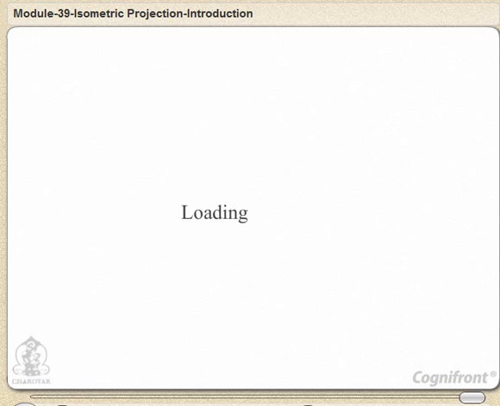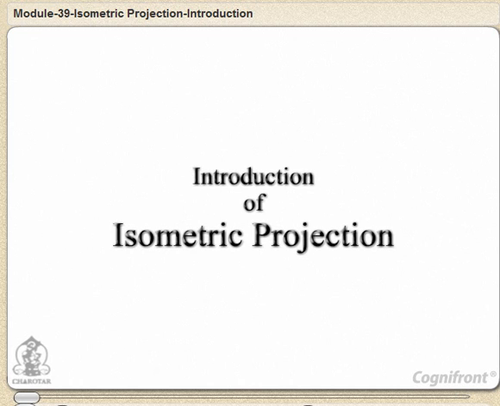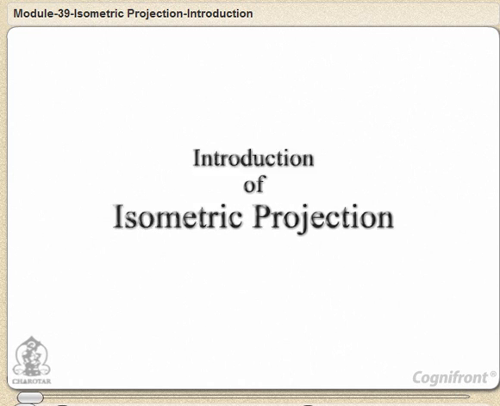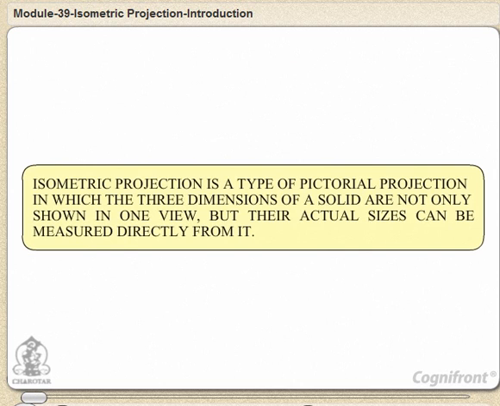Isometric projection. Introduction. Isometric projection is a type of pictorial projection in which the three dimensions of a solid are not only shown in one view but their actual sizes can be measured directly from it.